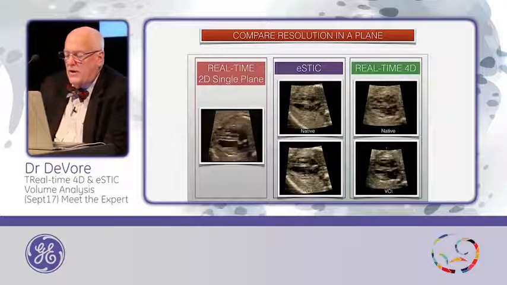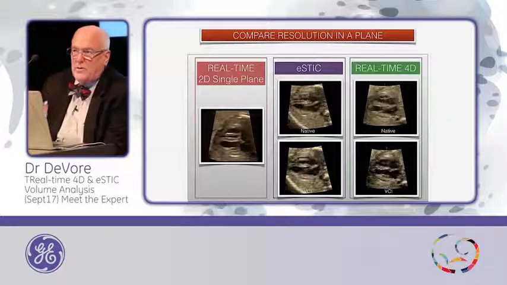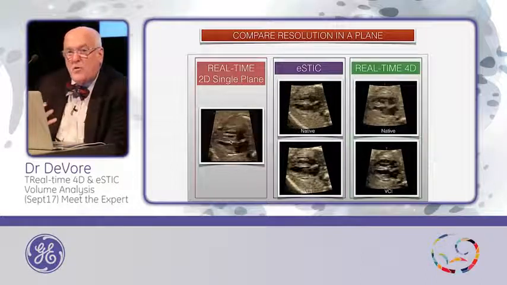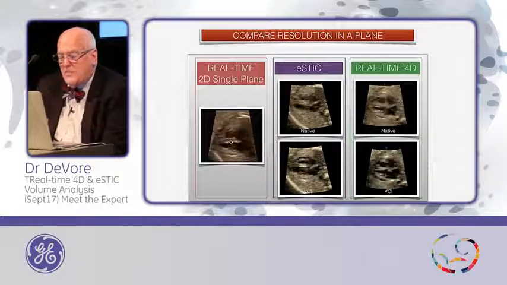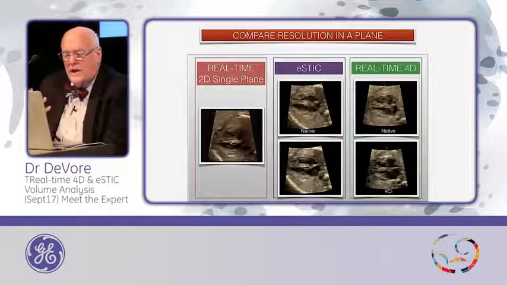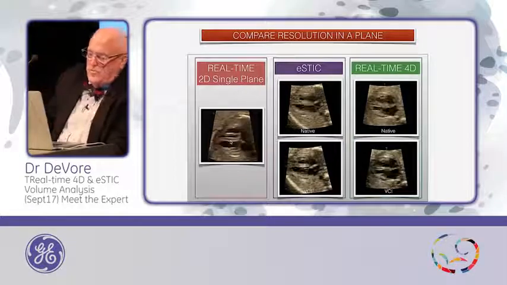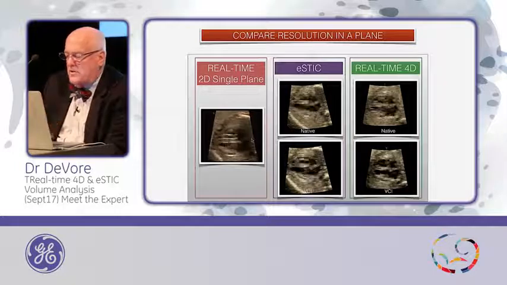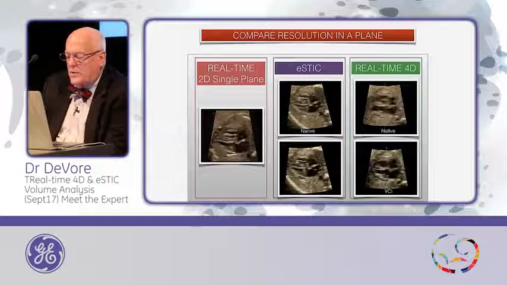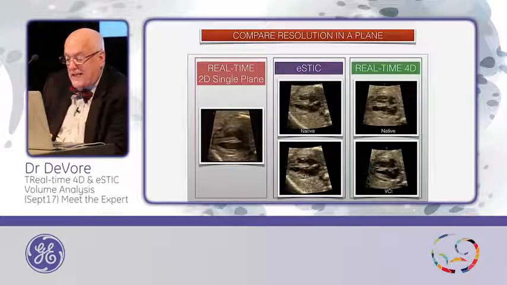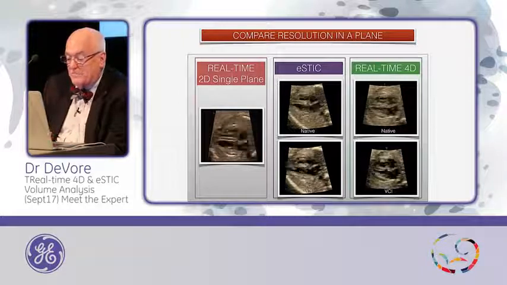Here we have now a comparison. This is one of my favorite slides to illustrate the point. Here's a live 2D image. This is what we see in this particular fetus in the 2D in the 4-chamber plane. That's your gold standard, okay? That's the best image that I can acquire using a live, real-time 2D single plane on any transducer that you choose, okay? Same fetus, same position. Here's the eSTIC acquisition, and here is the corresponding VCI activated. What do you see? This, to me, looks very similar to this.